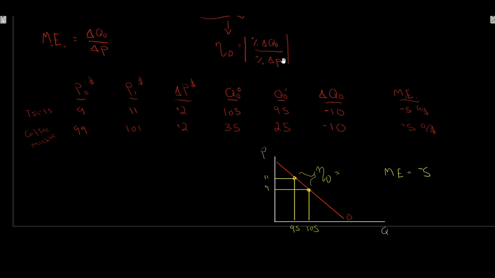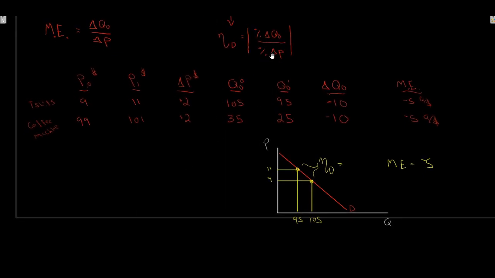Law of demand: if price goes up, quantity demanded comes down. They're always going to move in inverse directions, so this is always going to give us a negative result. We don't care. We know it's going to be negative. We just want to record the positive value. And that's what this absolute value sign means, just these line brackets. It's saying, we don't care about the sign. We just want the magnitude. We just want the number.